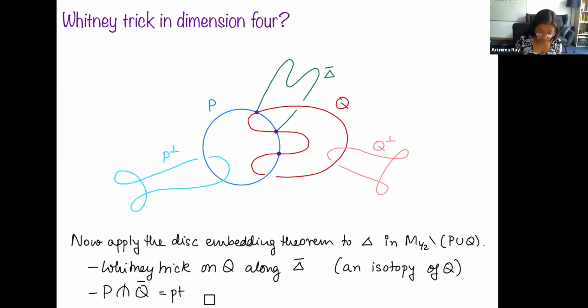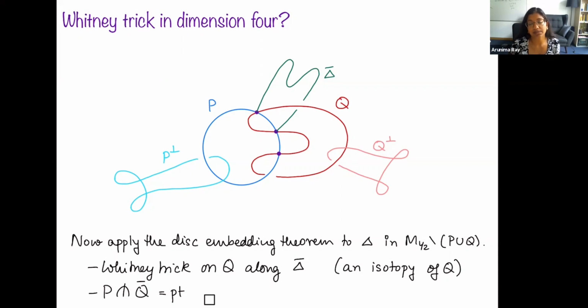Once I do this, let's call the result Q bar. All these extra intersections of P and Q are now gone. All I have left is a single intersection of P and Q bar. It's a single point of intersection. So that means that the corresponding 3 handle and 2 handle can be canceled. So I cancel them. And so my H-cobordism doesn't have any handles, and therefore it's trivial.